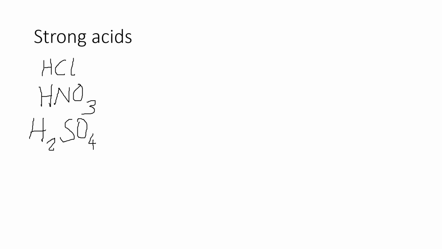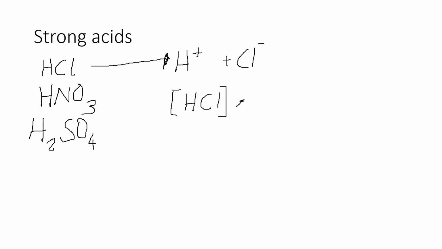Well, let's just take the HCl as an example. When you put hydrochloric acid in solution, it fully breaks down into hydrogen ions, H+, and chloride ions, Cl-. This is not a reversible process like we'll see with the weak acids. It's irreversible, so it completely dissociates into H+ ions, and therefore the concentration of the HCl equals the concentration of H+ ions.